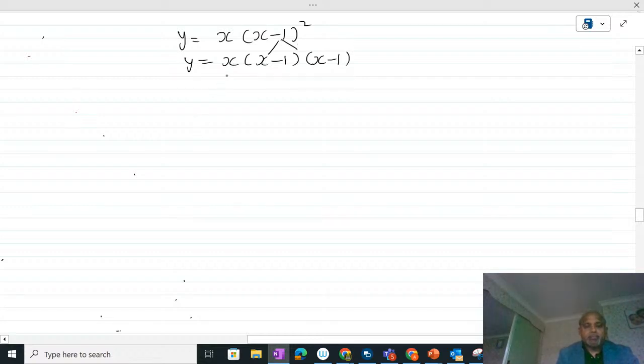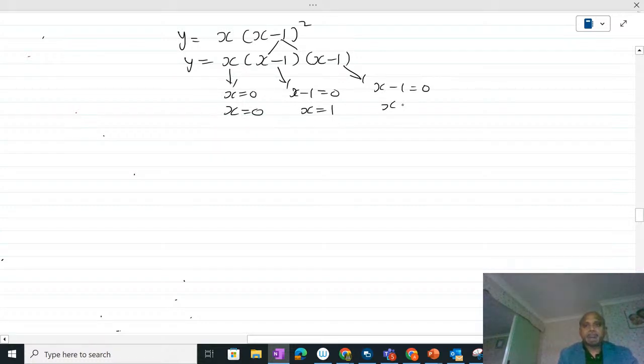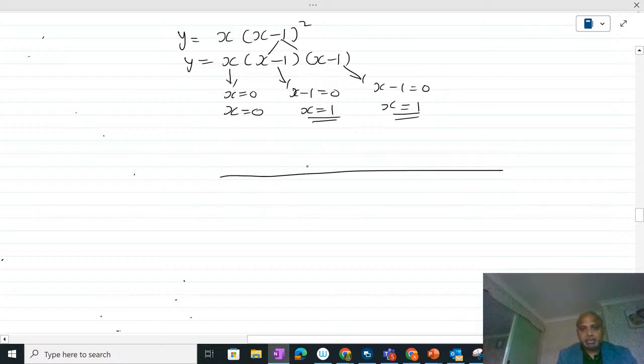Now, for the critical point, you put x equal to 0 here. You put x minus 1 equal to 0. And you put x minus 1 equal to 0. So we got x equal to 0 here, x equal to 1, and it should be x equal to 1. So you can see these are repeated points. So whenever repeated points are coming, we'll check every single bridge. Okay. So it is 0 and it is 1. So make the shape diagram.